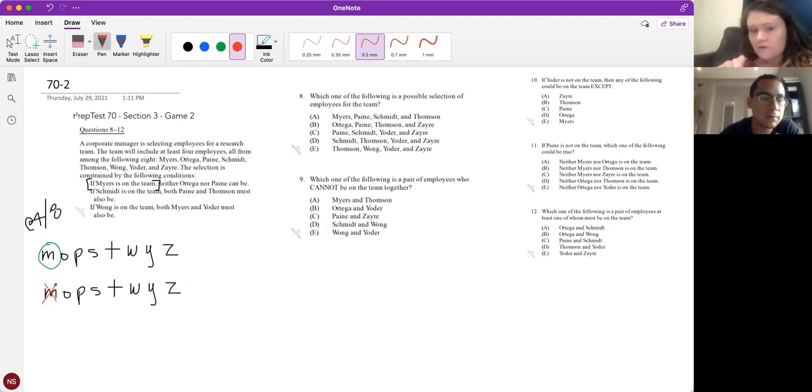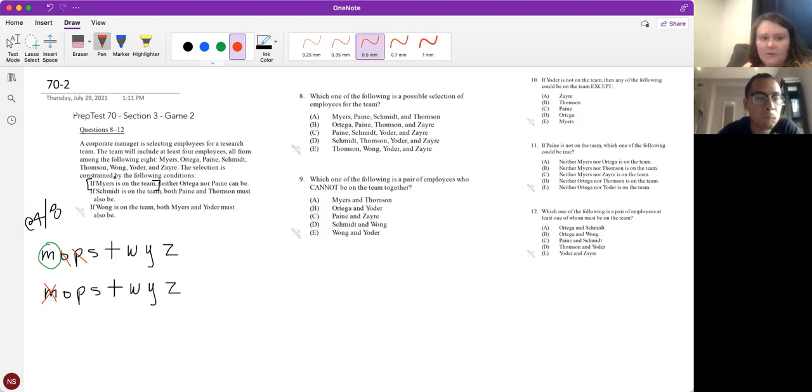And then once we do that, now we can pay attention to the others. So what happens when we have M? Neither O nor P can be in the group. So on the first one, I'm going to cross out O and P. But on the second one, can we do anything? No, because we don't have our sufficient condition.